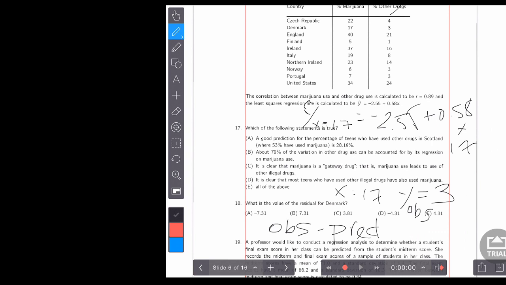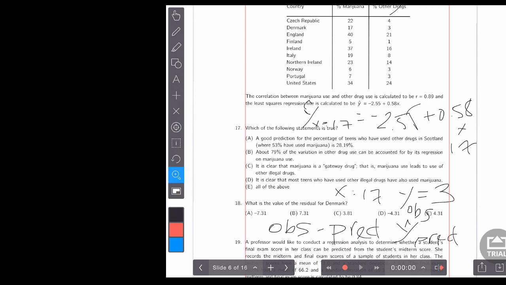So using 17, you get .31, which is correct. So y observed is 3, and y predicted, that's y hat, y predicted, no, that's not working.